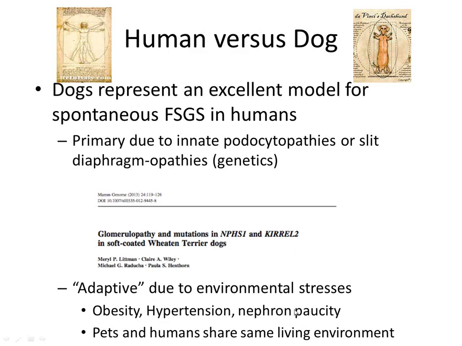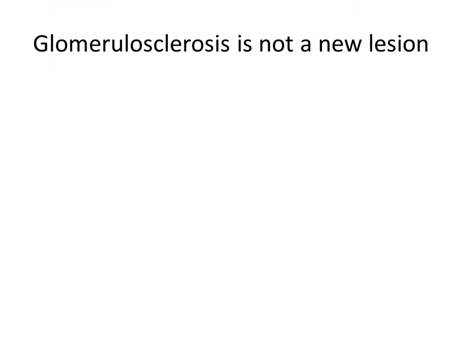And so again, pets could be a good model for that because they actually share the same living environment, and often when you have obese dogs, you have obese owners. I know, but you could have some kind of associated environmental characterization of that.